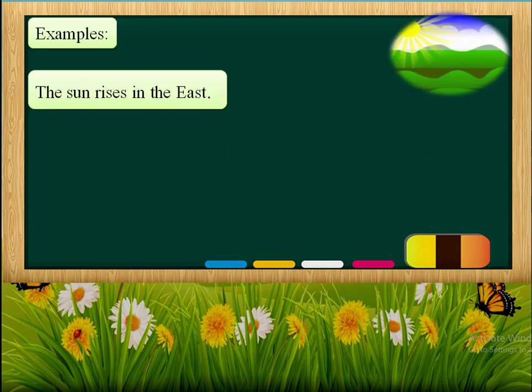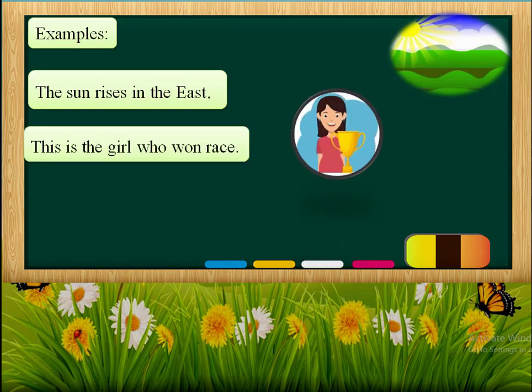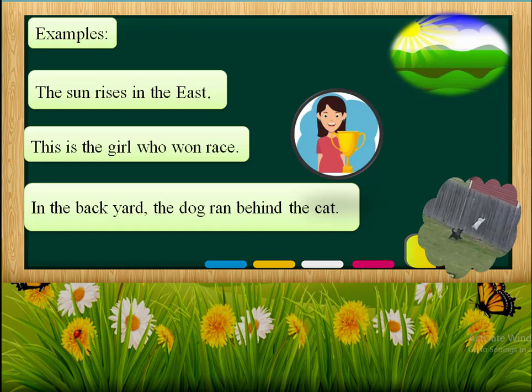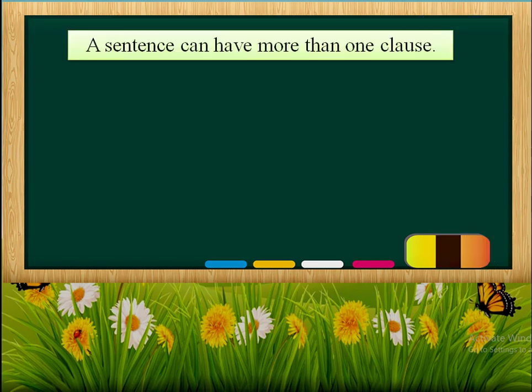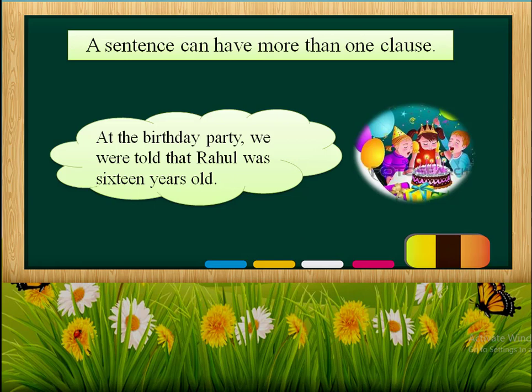The sun rises in the east. This is the girl who won the race. In the backyard, the dog ran behind the cat. A sentence can have more than one clause. At the birthday party, we were told that Rahul was 16 years old.